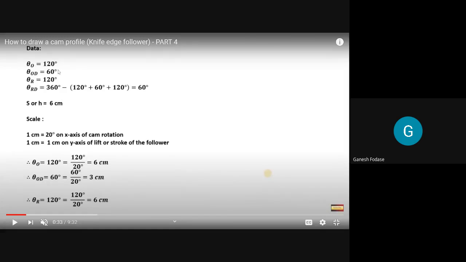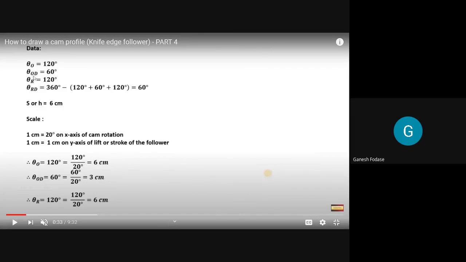So what is theta O? Theta O is 120 degree. But what is the meaning of this theta O? Outstroke. The angle turned by the cam during outstroke, or also we can call it the angle turned by the cam during rise.